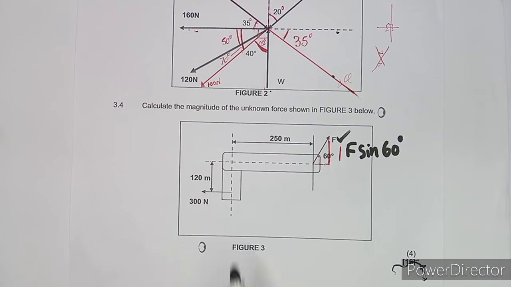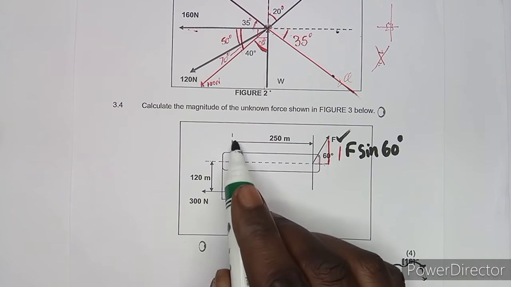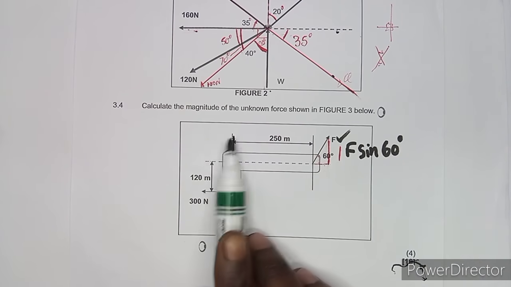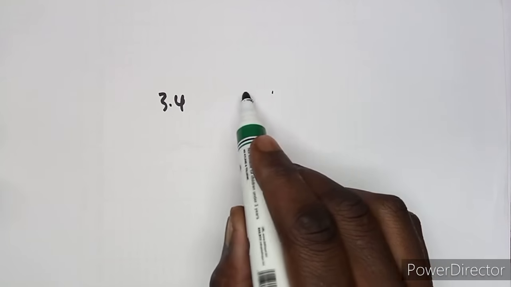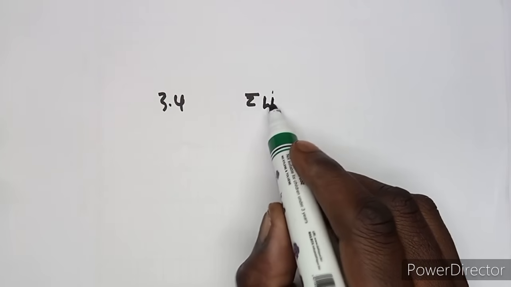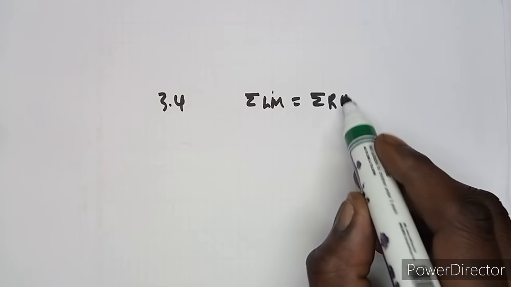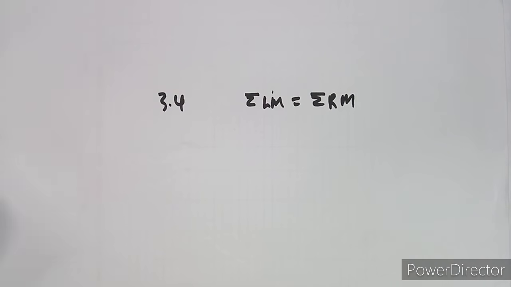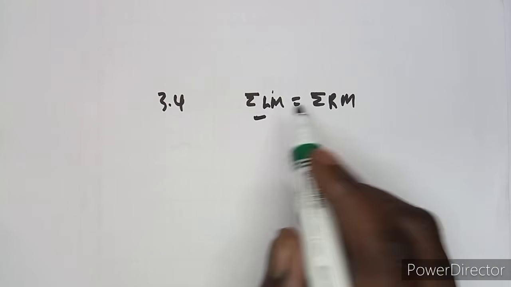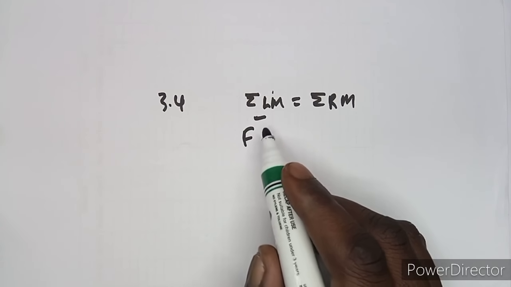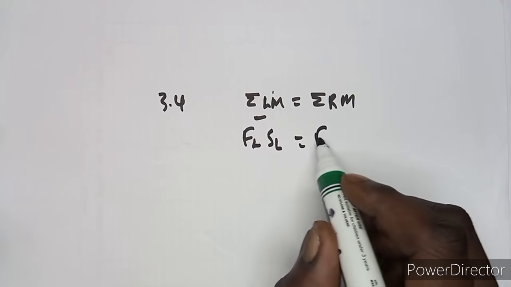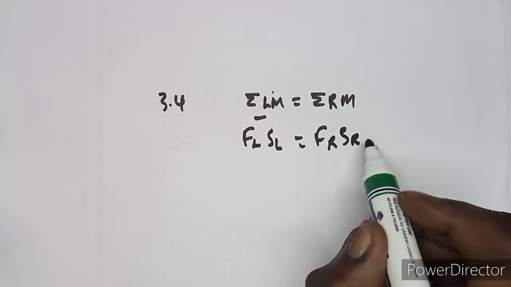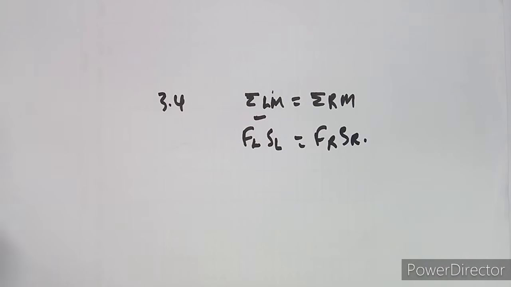On the left side here, we just refer, because this is a vertical line just like what we had here. So you've got the left side and the right side. Okay, so that is a 3.4. You're going to apply moments here: the left side moments are equal to the right side moments. We know that the moment is the force times distance. So this is the force on the left times the distance on the left, equal to the force on the right times the distance on the right. It's just force times distance. I hope you understand what I'm saying.